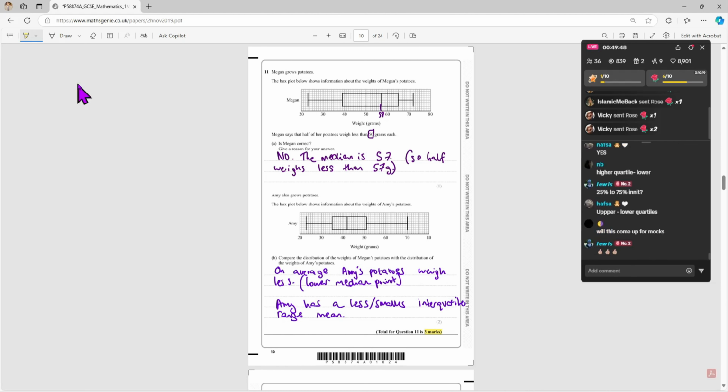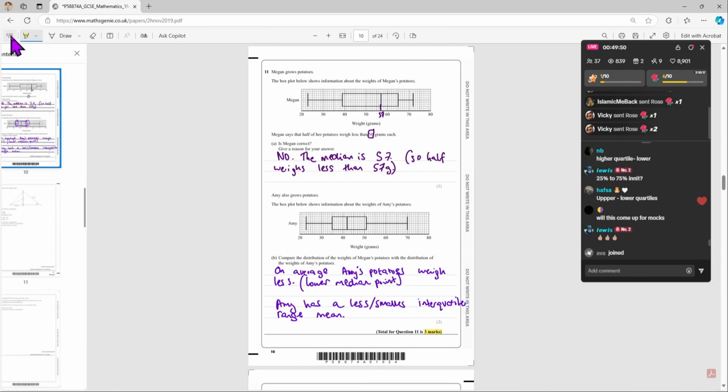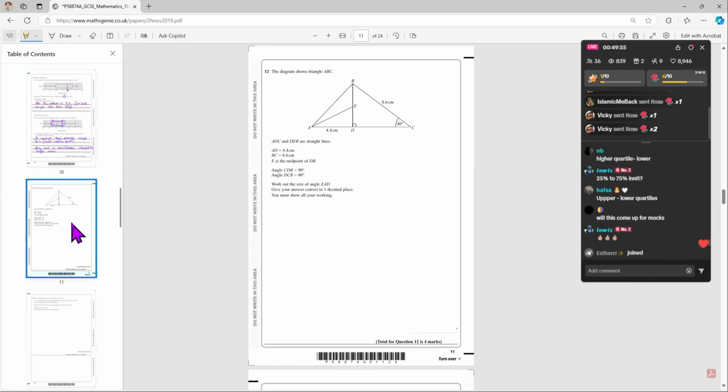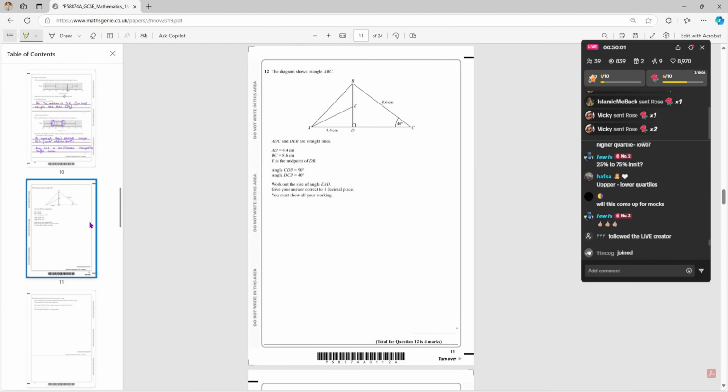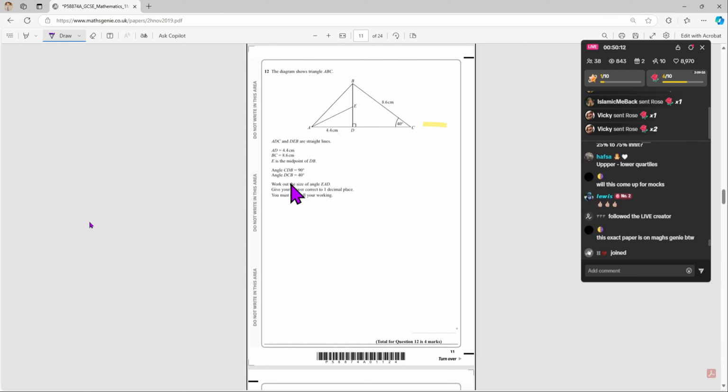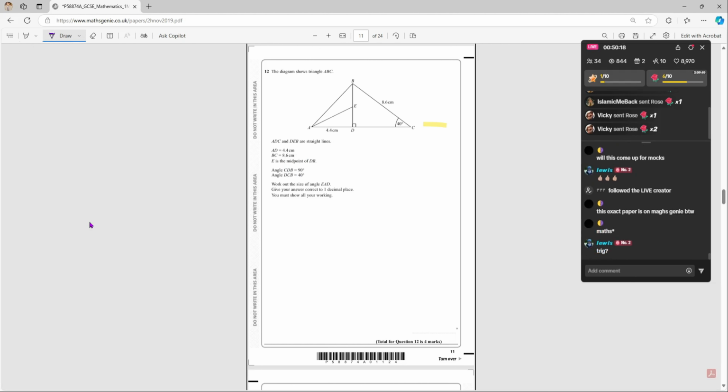So moving on to our next question, and guys, remember this is a calculator paper, so you can use a calculator, okay? So question number 12, the diagram shows a triangle ABC. ADC and DEB are straight lines, so ADC, this over here, and DEB is a straight line. AD is equal to 4.4. BC is equal to 8.6. They're labeled in our diagram.